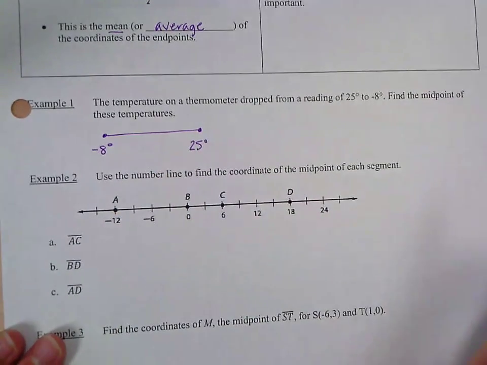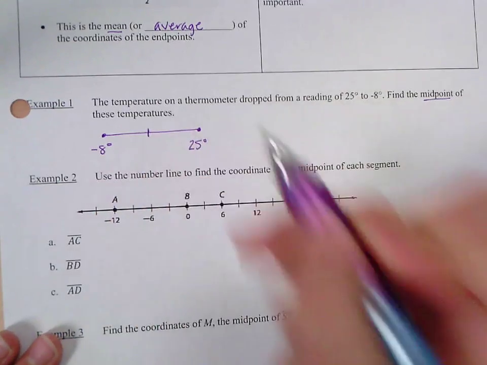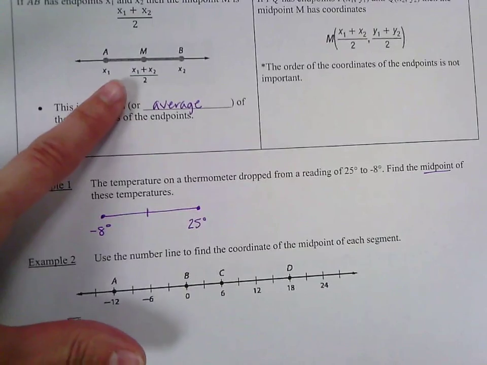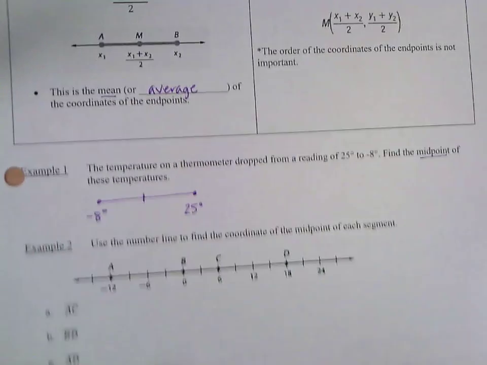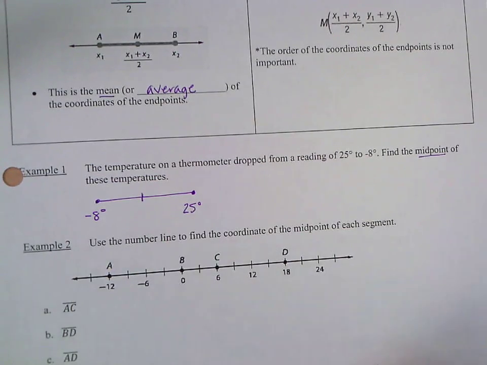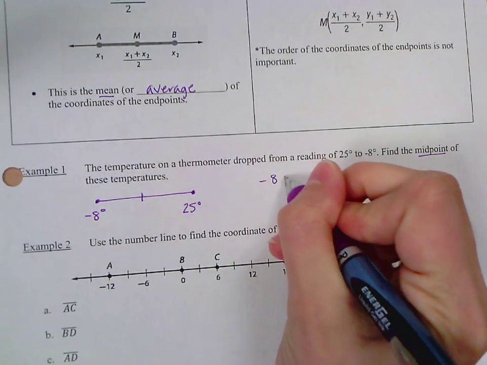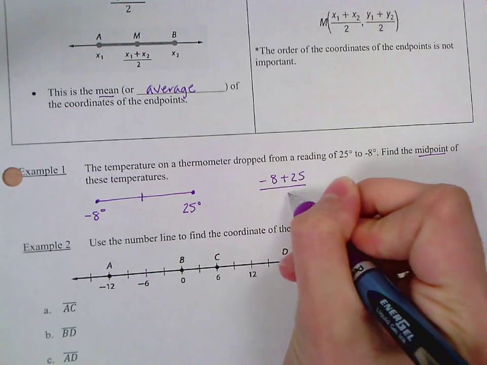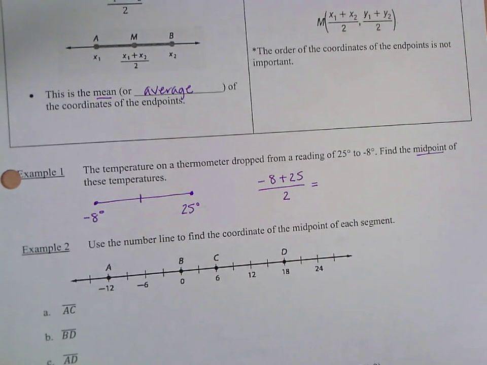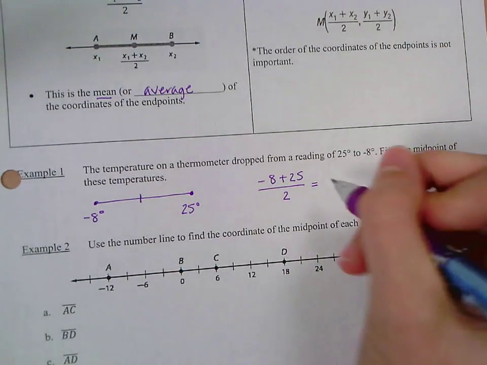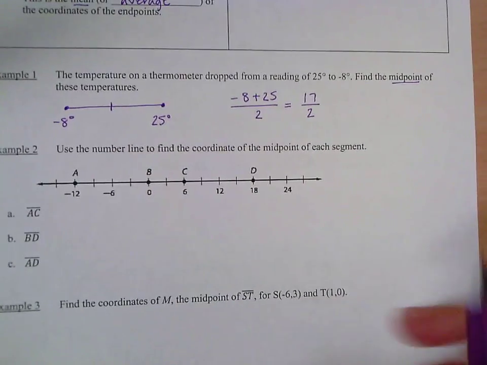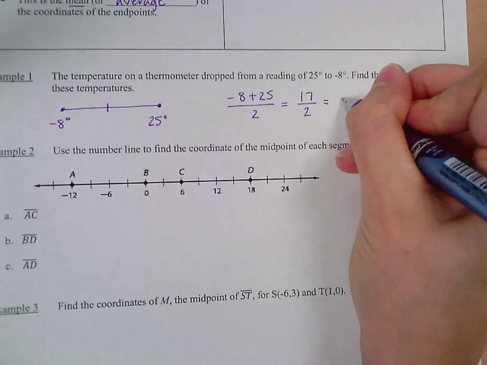So we are trying to find the midpoint. We want to know what number is exactly in the middle of -8 and 25. We can calculate it using this formula here. The midpoint would be if I added these two numbers together and divided by 2. So negative 8 plus 25, all divided by 2. Bless you. And then I just calculate that. Negative 8 plus 25 is 17. And then 17 divided by 2 is 8.5.